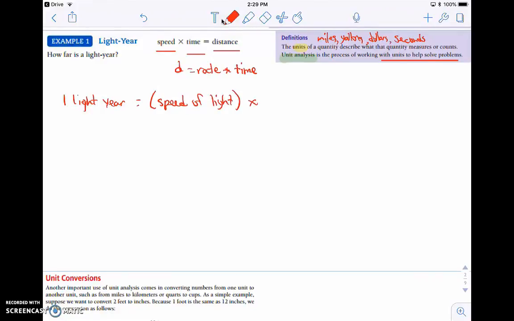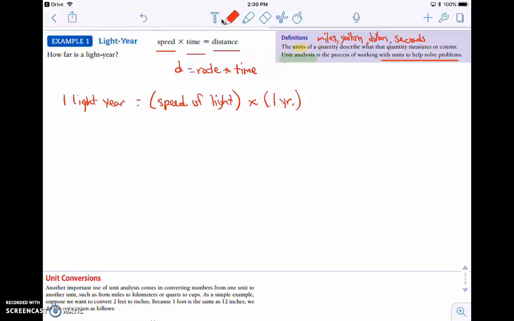And then we're going to multiply that by 1 year. And that's what is meant by a light year. Okay, so traveling at the speed of light for a single year, that'll be 1 light year. If it's 25 light years, then we would say the speed of light times 25 years. So now we have an understanding of what a light year is.